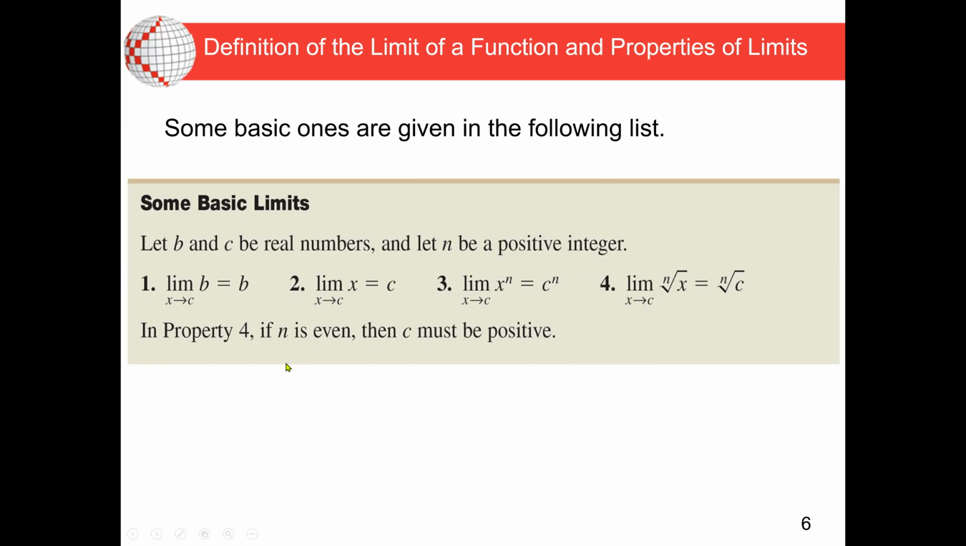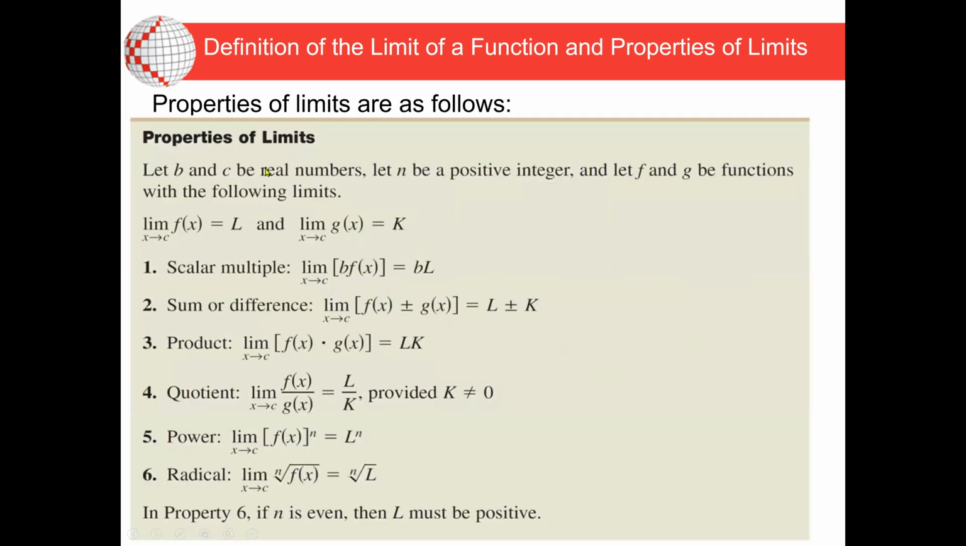And then the property 4, we said that if n is even, then c must be positive. We know that the square root of a negative number such as -2 is undefined, but the cube root of -3 is okay. So these are the properties of limits.